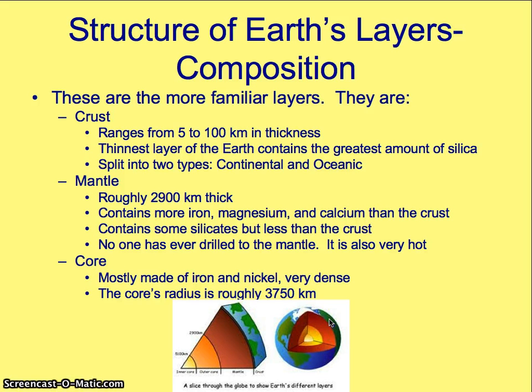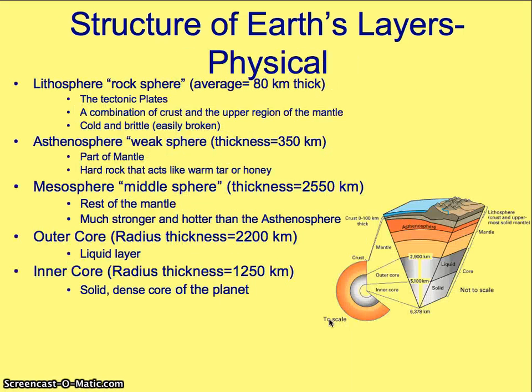Now the most inner layer is the inner core. This is made up of solid iron and nickel. It's extremely dense and radioactive. The other way we can think about the Earth is its physical layers.